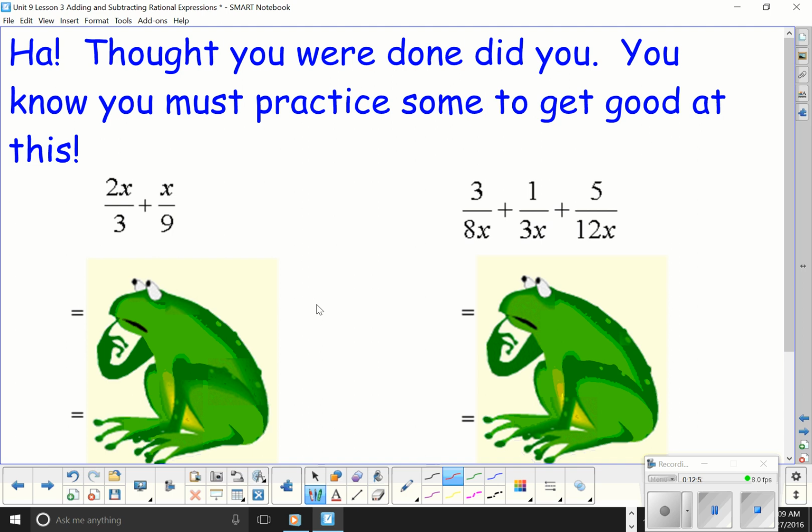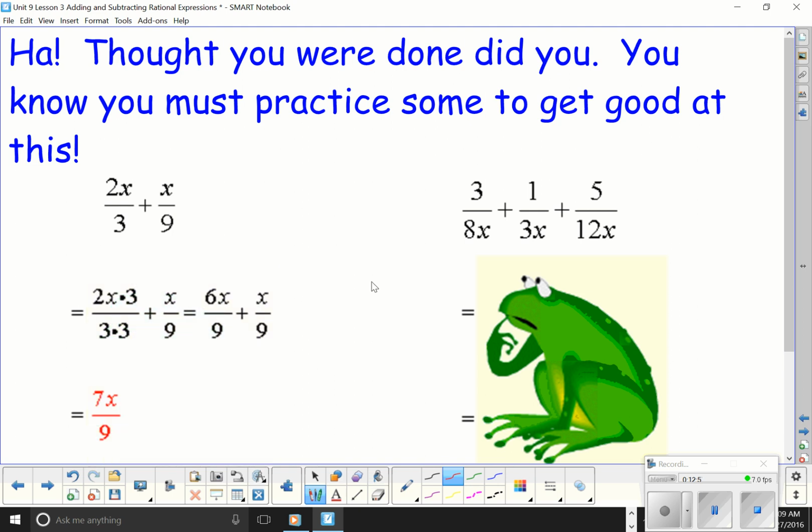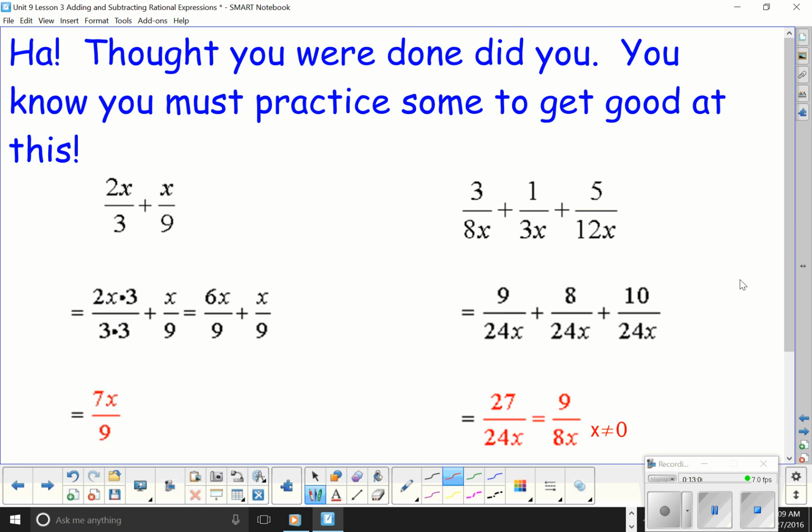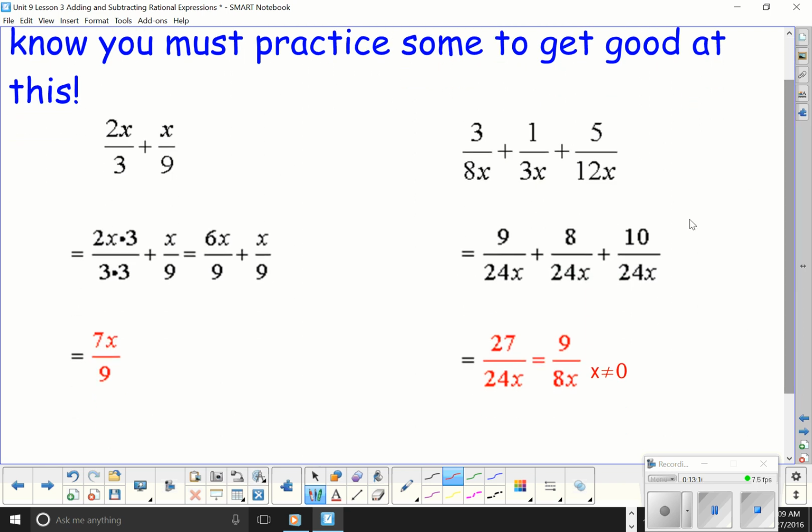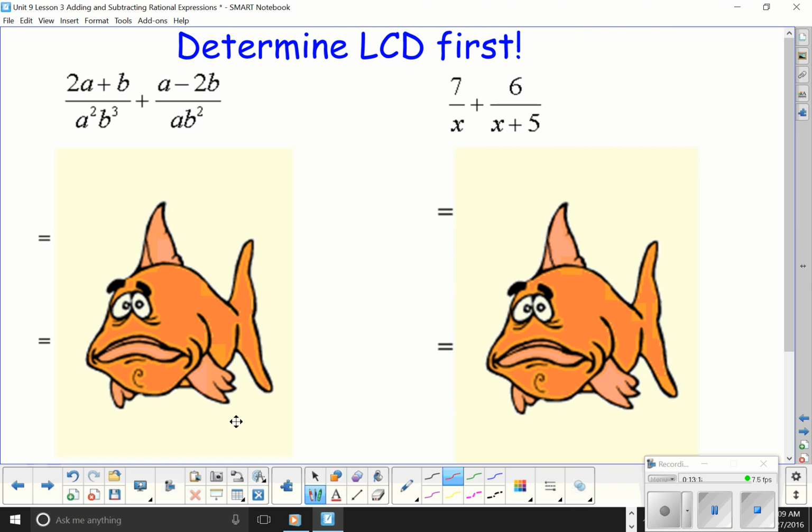You're back. Did you get 7x over 9? No restrictions, no variable in the denominator. Next, 9 over 8x. X does not equal 0. If x is 0, then the original as well as the final answer are undefined. Good job. Oh, you're not done yet. Try these two. Determine the LCD first, the least common denominator. Pause the video.